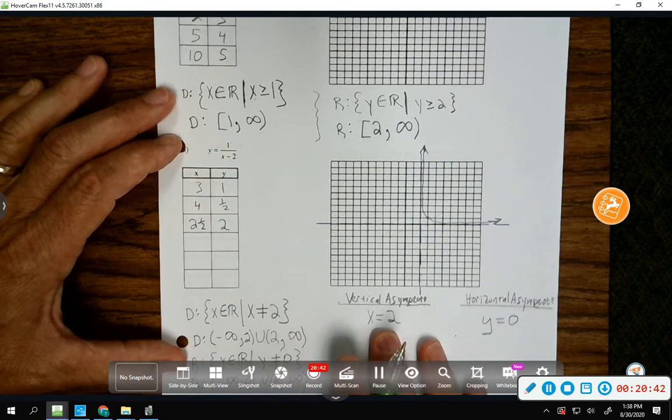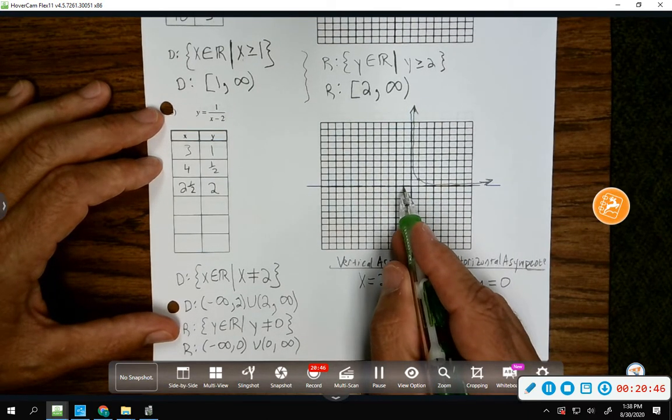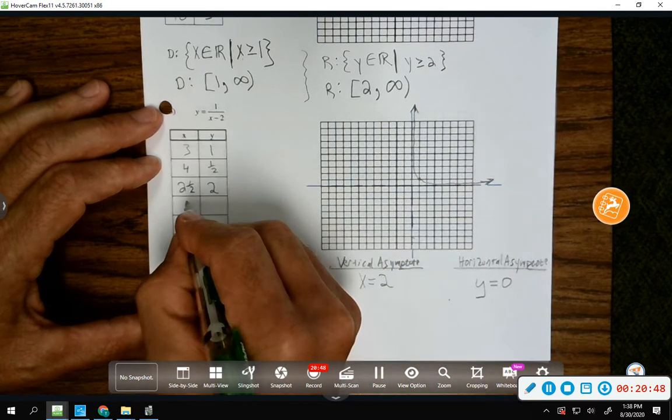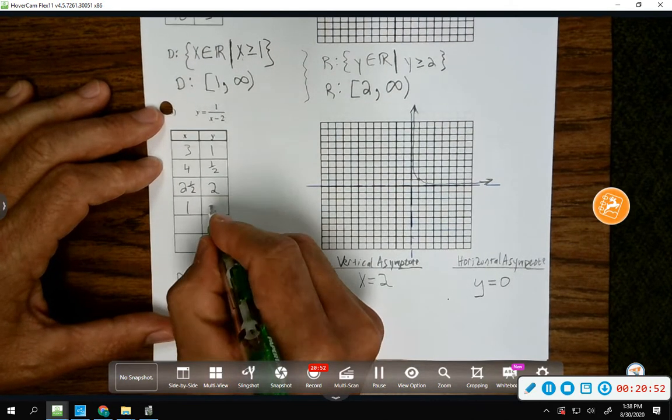Let's see what's happening on the other side. Let's investigate what happens if I plug 1 in. Well, 1 minus 2 is negative 1. 1 divided by negative 1 is negative 1. Here it is.